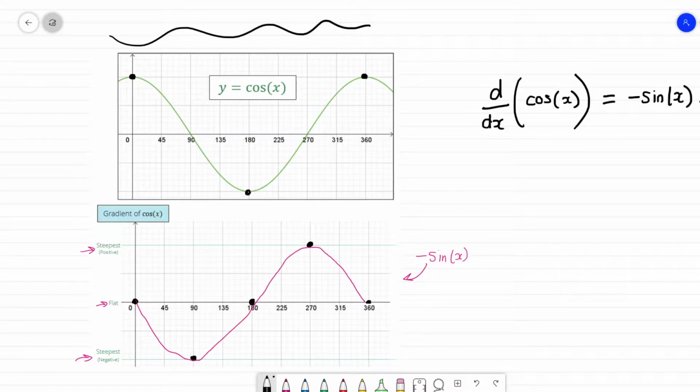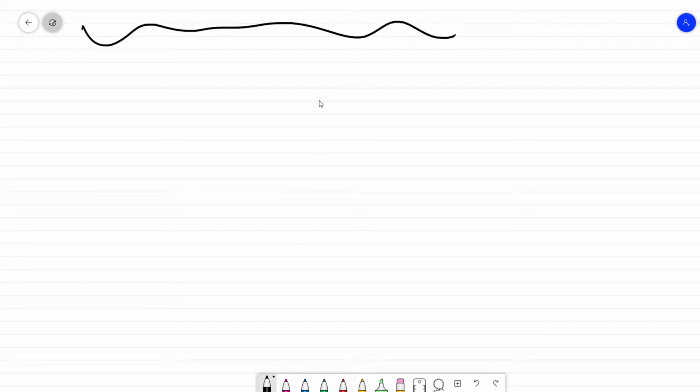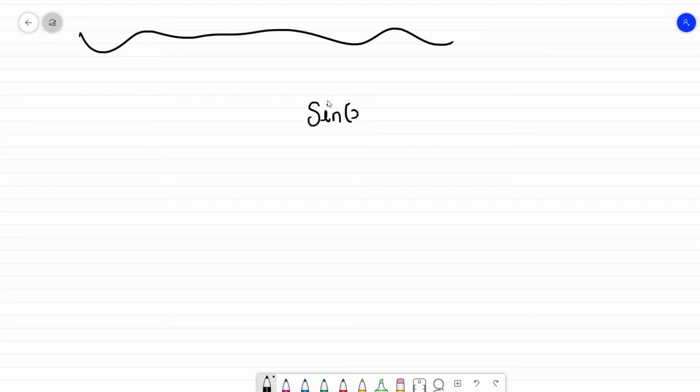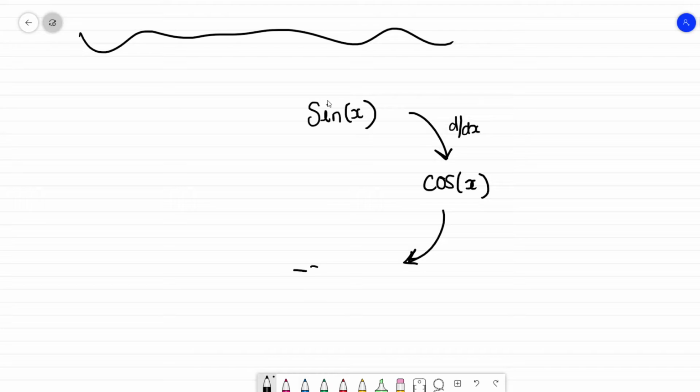So what have we learned here? If we start with sine x and we differentiate that, we should get cos x. And if we differentiate that, we'll get minus sine x. Now this will go full cycle. So if I differentiate minus sine, I should get minus cos. And if I differentiate minus cos, that should take me back to sine. And we get that repeated process.